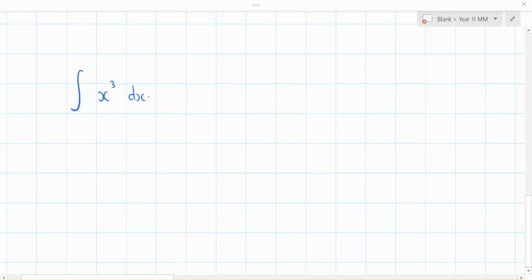Now let's look at the rule again. The rule was the antiderivative of a times x to the power of n dx is equal to a. So a stays the same. Notice a is just a constant. It stays the same. The only thing you've got to be worried about is the power. So x to the power of n plus 1 over n plus 1. Simple as that. Don't forget the plus c.